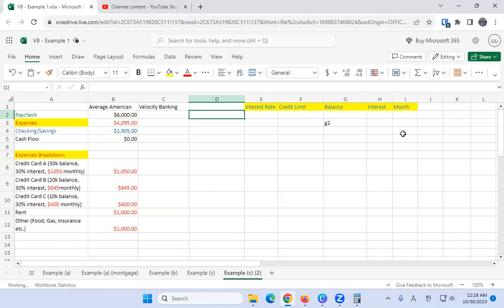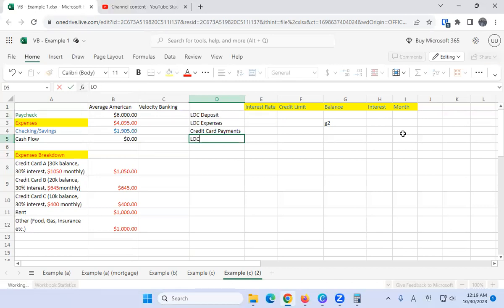And I'm going to subcategorize this. So we're going to have a line of credit deposit of how much we're going to put in. The paycheck is going to be the same, but we're going to cut this down to make it make a little more sense. And we're going to say what expenses are going to come from the line of credit, right? And then this is our checking and savings, which is there so we can pay the other credit card payments, or at least the minimums. And then the last one is our cash flow, or I'll just call it the line of credit cash flow, to figure out how much our line of credit goes down in balance when we do velocity banking.